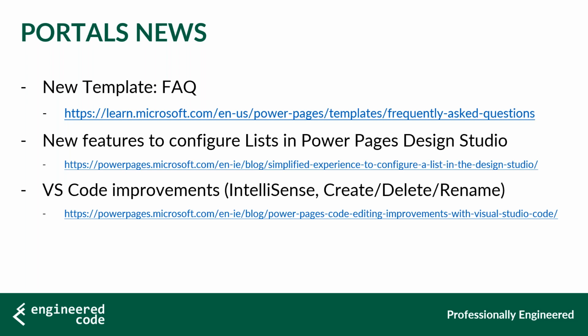So improved IntelliSense. I think it's mostly related to Liquid, so it's going to be prompting you and helping you complete those without making as many errors as you might if IntelliSense didn't exist, as well as the ability to create, delete, or rename certain types of tables directly in VS Code. So that's the ability to rename files and have those operations applied directly to Dataverse. So a few options in there as well for improvements to VS Code.